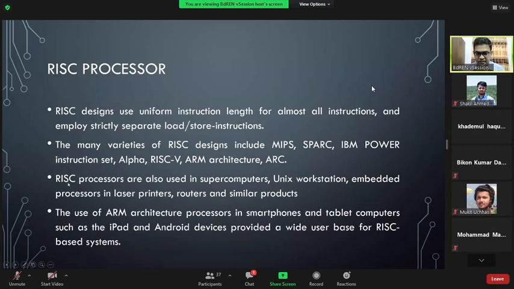You can see that RISC processors are also used in supercomputers. In supercomputers, there are thousands of processors, right? So they have already used the RISC type of processor in the supercomputer. Maybe they think that it is much easier, because in a supercomputer, you have to manage all this. You have to write a lot of code. So it's better and easier, and it requires less amount of memory for the RISC processor. Maybe that's why they have used the RISC processor in the supercomputer.